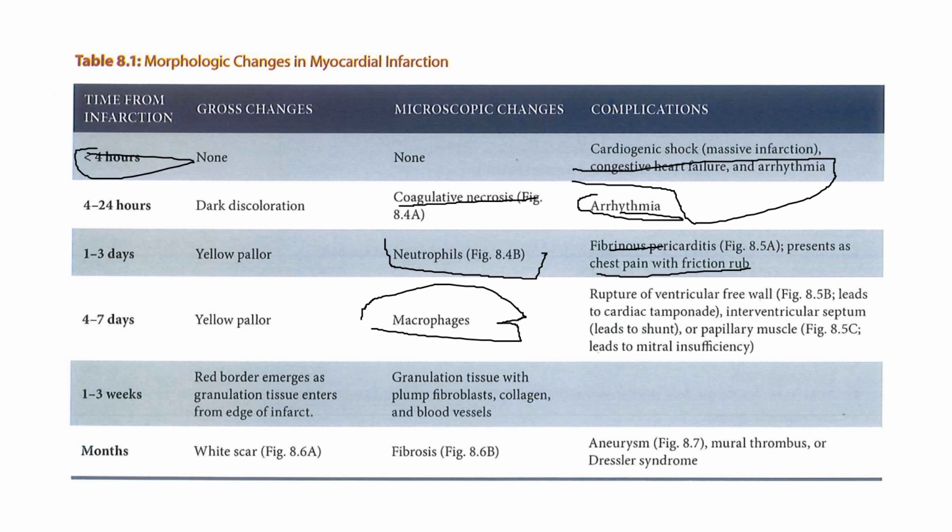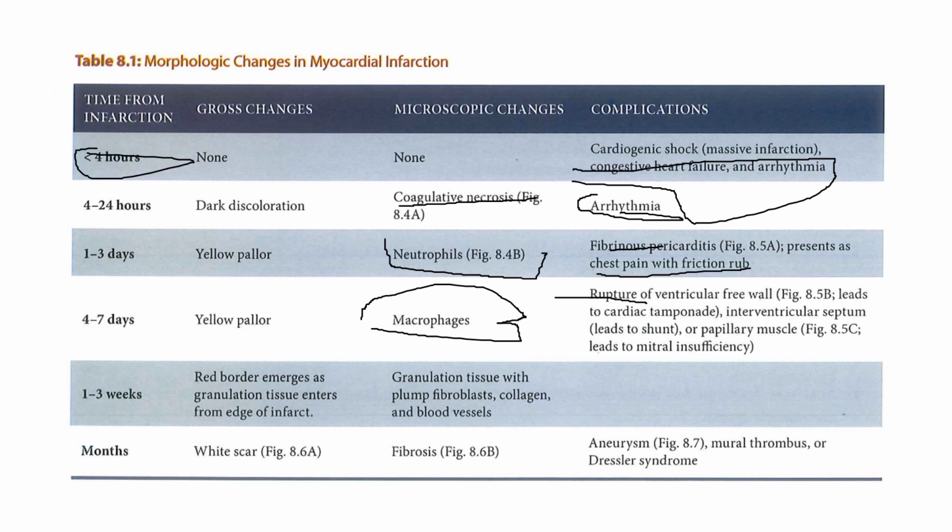The complication is rupture of the ventricle free wall, which causes a cardiac tamponade. So see guys, whenever the necrosis occurs, the left ventricle becomes weak, so weak that it can rupture. Blood from the left ventricle passes into the pericardial space and causes the cardiac tamponade, and this is very dangerous.